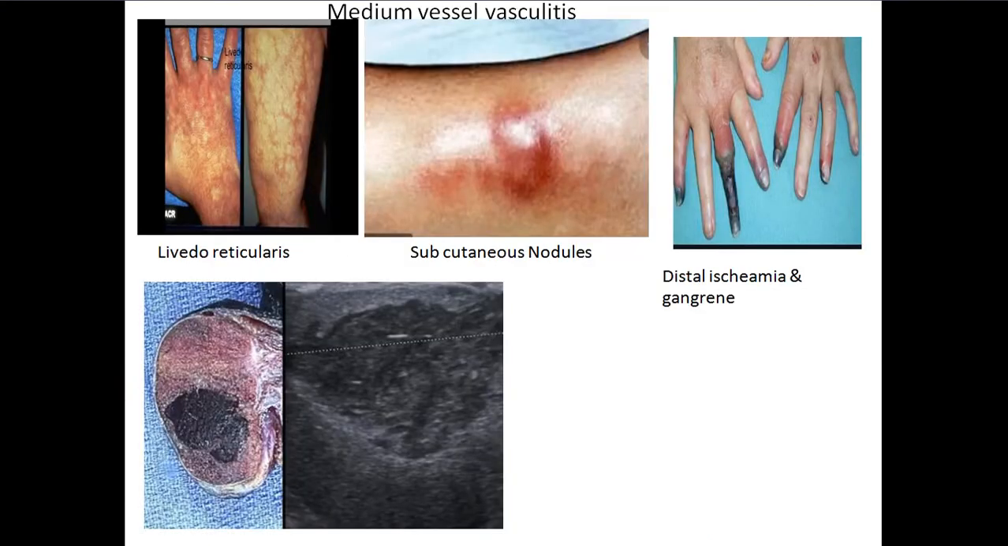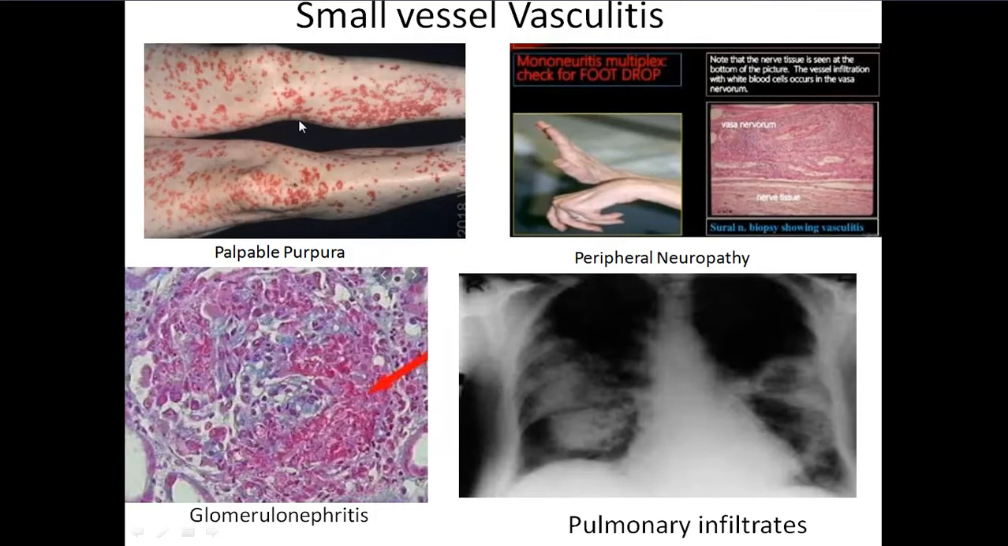In the medium vessel vasculitis, you will be seeing livedo reticularis, subcutaneous nodules, and digital ischemia. Here you can see the fingers all necrosed, secondary to ischemia and gangrene. Whereas in the small vessel vasculitis, as we discussed, palpable purpura, peripheral neuropathy, glomerulonephritis, and pulmonary infiltrate. So these are important: palpable purpura and peripheral neuropathy.